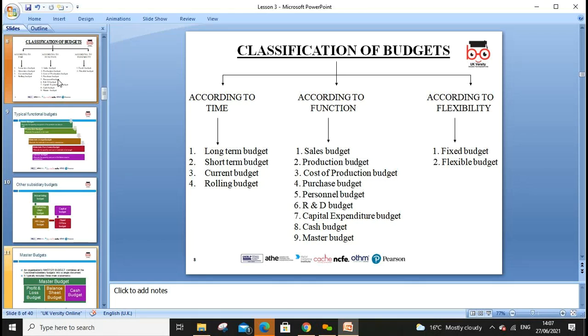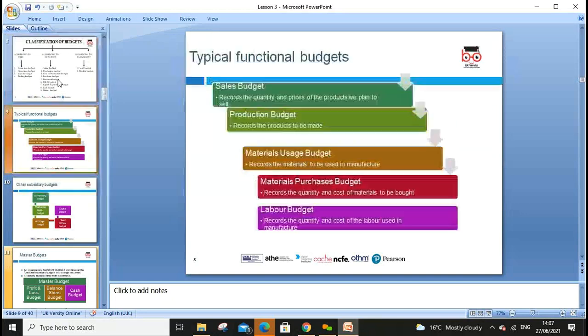When you make the budget, the first thing you need to look at is the sales forecast. Budgets can be classified according to time, according to function, and according to flexibility, fixed or flexible. So the sales forecast comes first, then you can make the production budget, cost of production, and purchase budget, and all the budgets can be based on it.